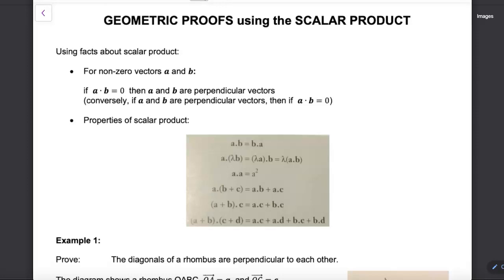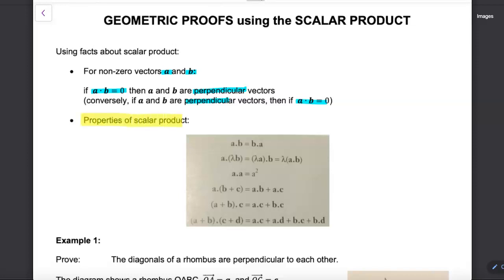In this video, we're going to have a look at two examples of geometric proofs using the scalar product. Some facts that we can use to help us prove some of these facts about shapes are, for example, when we have two non-zero vectors A and B, if the scalar product equals 0, then we know that these two vectors are perpendicular. And conversely, if we know that they're perpendicular, then the scalar product will equal 0.